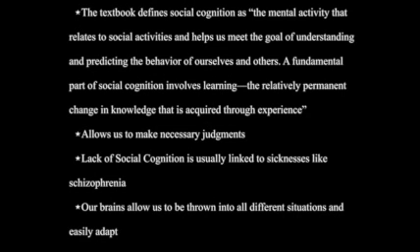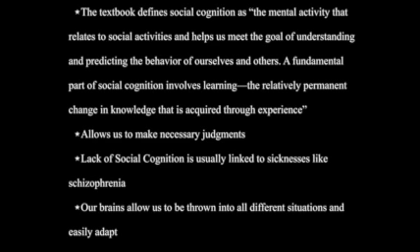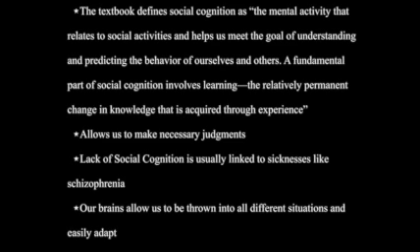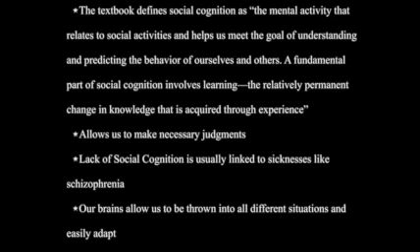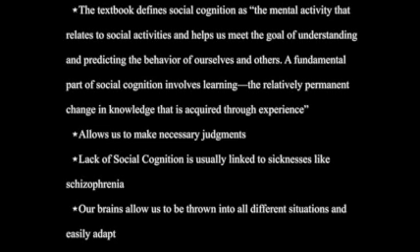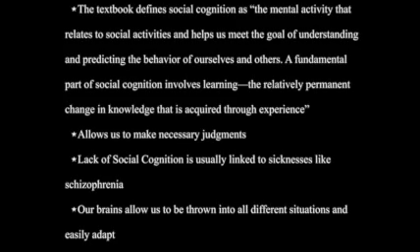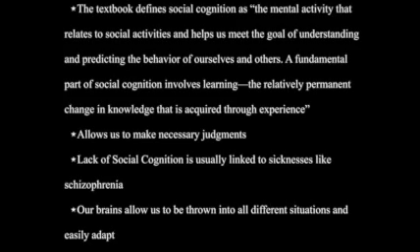So the textbook defines social cognition, as you can see, as the mental activity that relates to social activities and helps us meet the goal of understanding and predicting the behavior of ourselves and others. So basically, social cognition is really important because it allows us to better understand people's behaviors and to understand what is important and what is not important to know about someone.